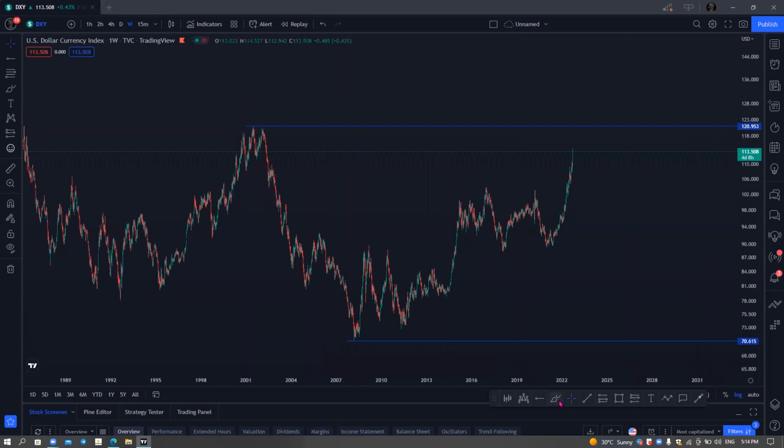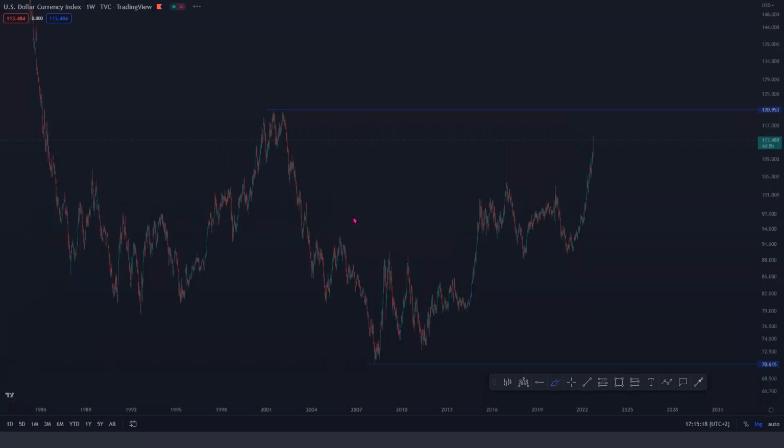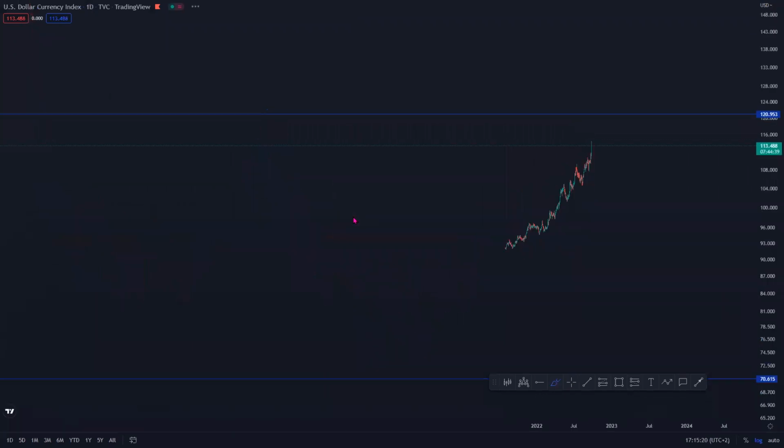Now we have a possibility that the market might go up here, reject, and start shooting down until this low here. For now, let's see what we are going to find. Let's go to the daily time frame and see what's happening on the daily.